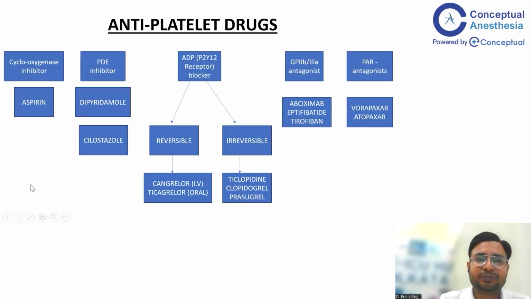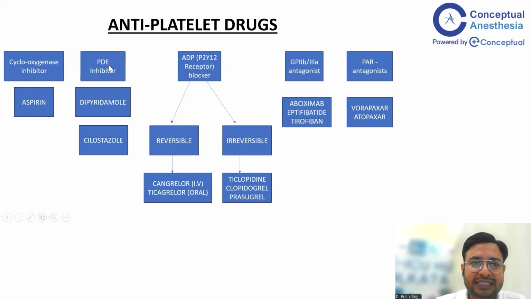So let's start with the proper pharmacotherapy, or the pharmacology, of anticoagulants and antiplatelet drugs. We are going to keep it very simple: how to classify antiplatelet drugs. There are two domains: anticoagulants, which act on the coagulation cascade, and antiplatelets, which act mainly on the platelet or the platelet mechanism by which it makes the clot. The first group is cyclooxygenase inhibitor, and the most famous drug, which we all use left and right, is aspirin.